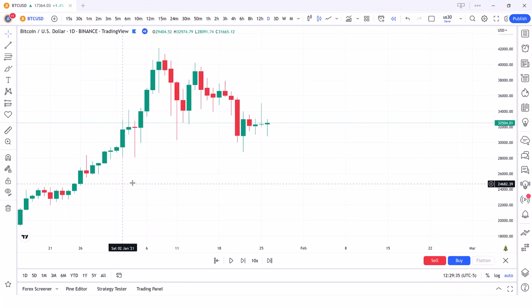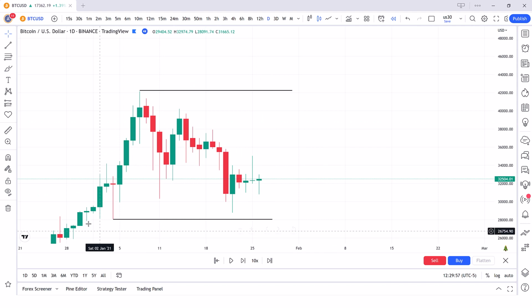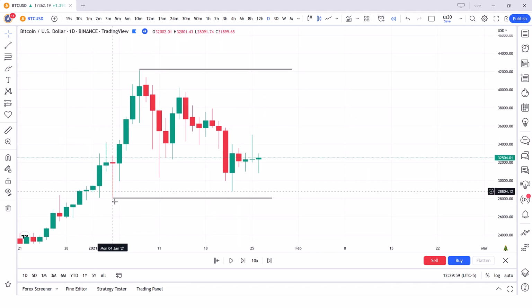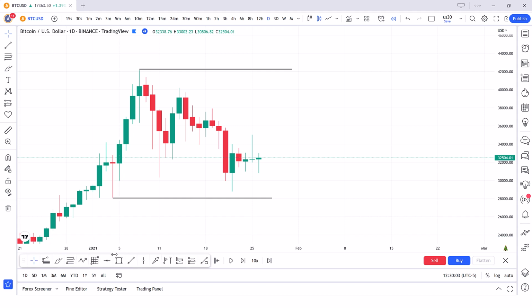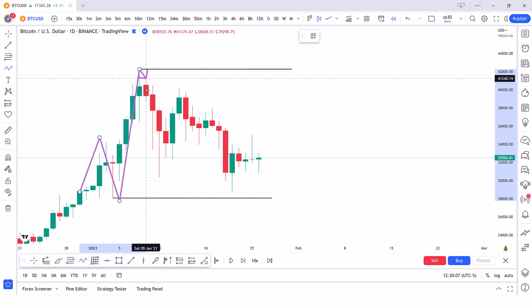Let's talk about Bitcoin and its daily chart. First, we should identify our primary structure on the chart. Our primary structure is from this low to this high. Why? Because it is a swing. You can see that here. It is our swing, it is our low, and it is our high.